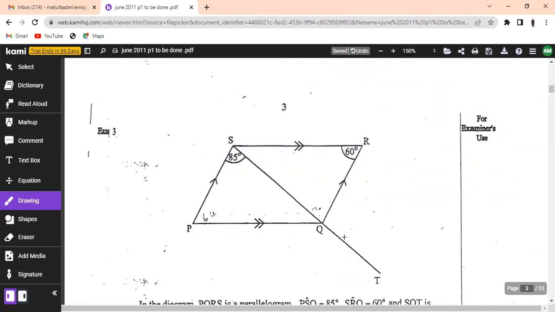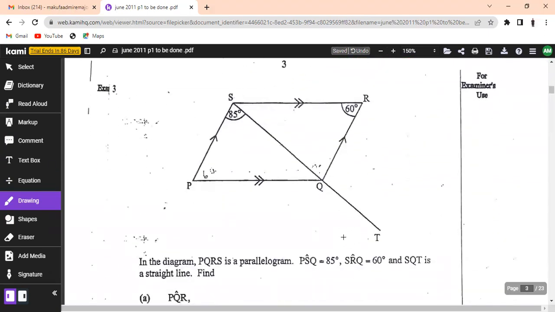All right, then we are given question 3. In the diagram, PQRS is a parallelogram. So take note of the rules that you know about a parallelogram, guys. You know that these sides are parallel and equal. These sides are also parallel and equal. So that is what we have. Opposite sides are parallel and equal.